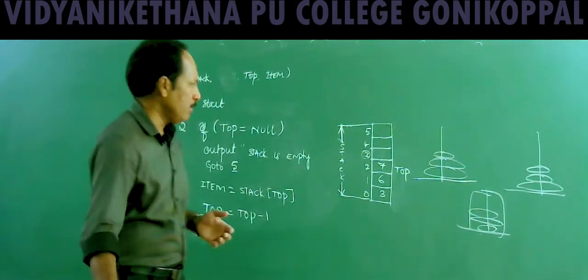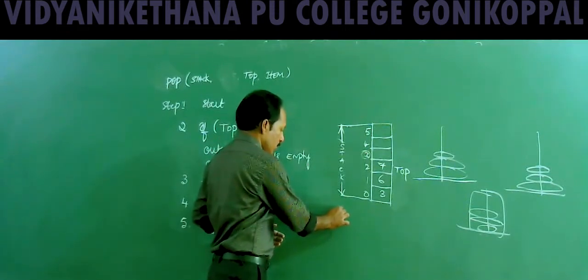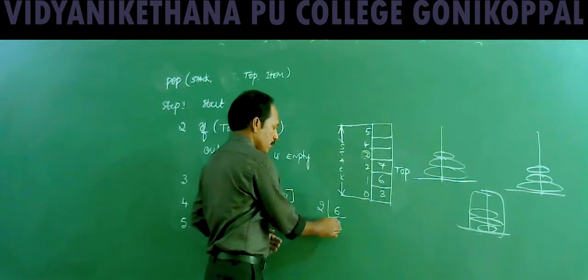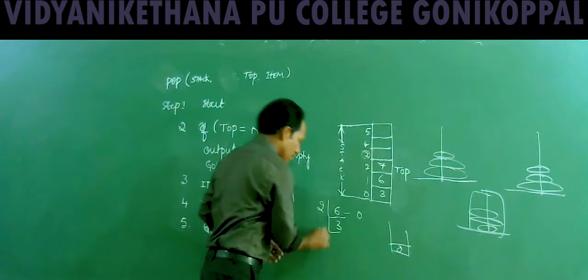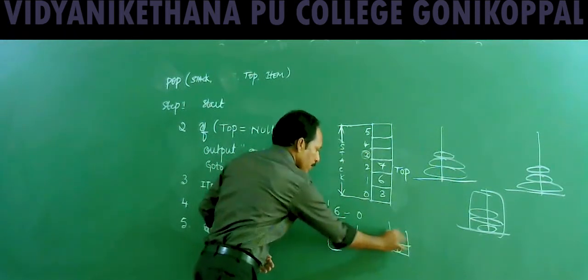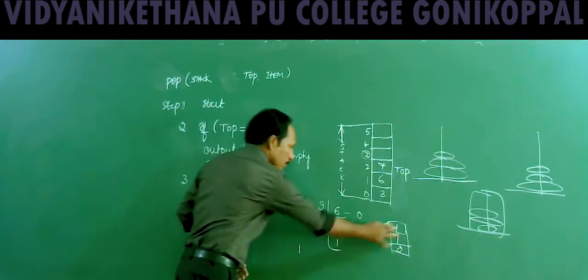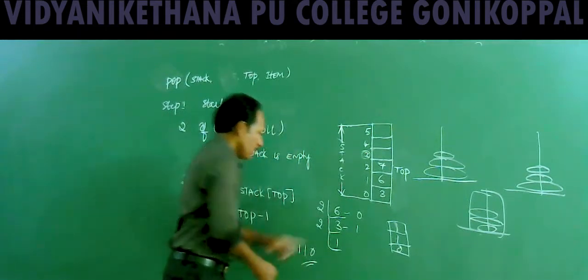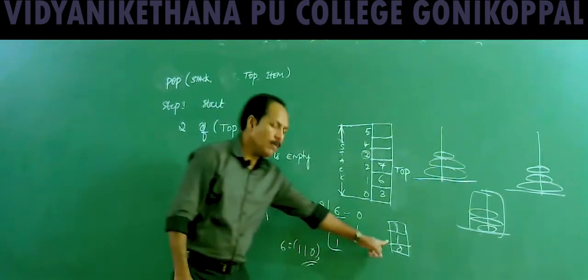I think you are familiar with decimal to binary. Suppose we have 6. You divide by 2: 3 twos are 6, remainder is 0, push into the stack. Next, 2 ones are 2. What's the remainder? 1. Push into the stack. So again 1, push into the stack. Then pop one by one. Remove 1, then 1, then 0. So this is 6 and this is its binary equivalent. So that is how we involve the stack.